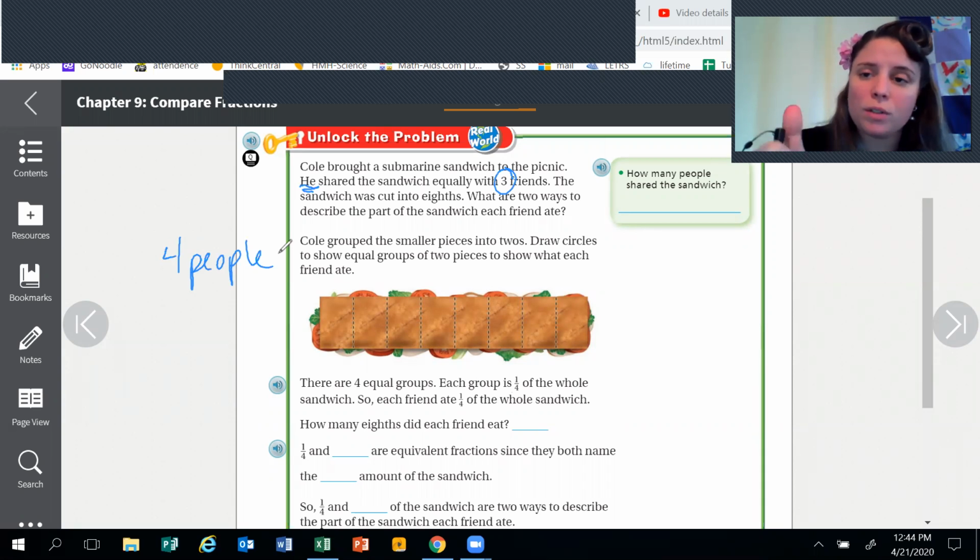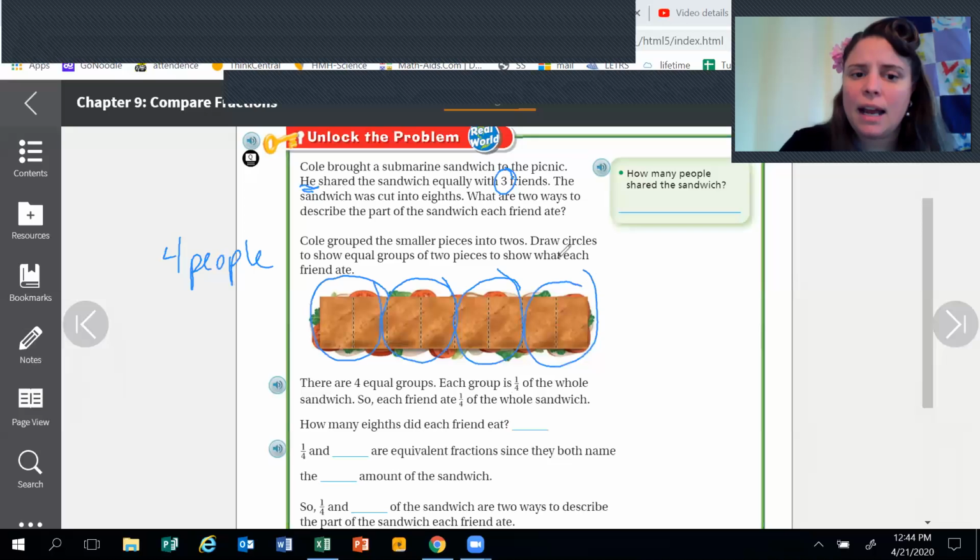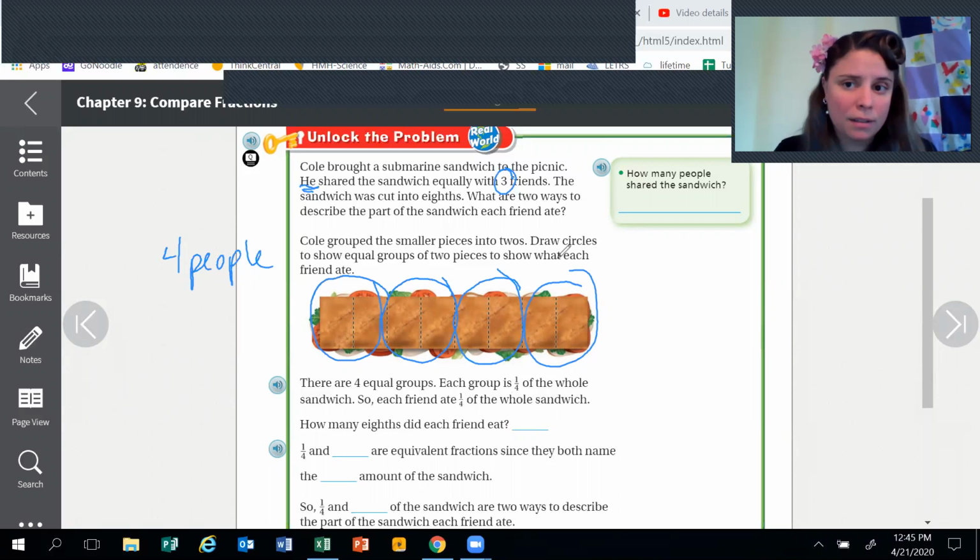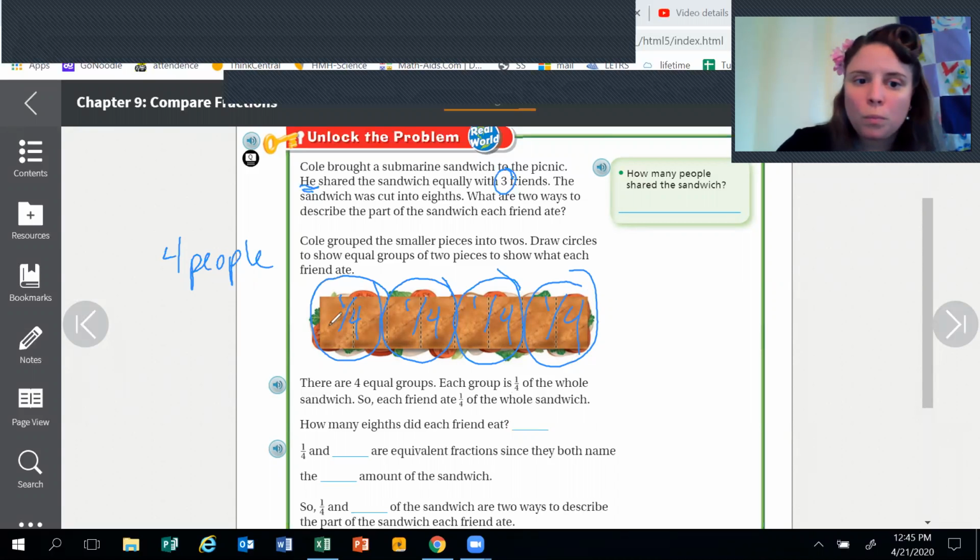So what you're going to do now is circle 2 pieces each for each friend. Okay. And now, instead of eighths, what did we make? We made fourths. Okay, so each one of them got a fourth of the sandwich, or how many eighths? 2 eighths, okay?